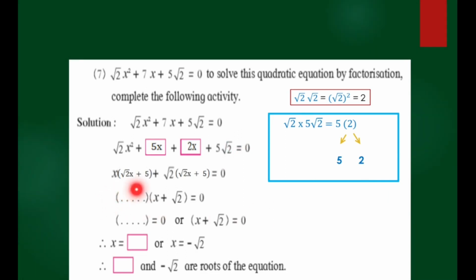Now we have to take root 2x plus 5 common from both the terms. So in the first bracket we have to write root 2x plus 5. Now the remaining terms are x plus root 2. Here these are the two brackets in product form whose value equals 0. So we write first bracket equals 0 and second bracket equals 0. That means in the first bracket we require root 2x plus 5.